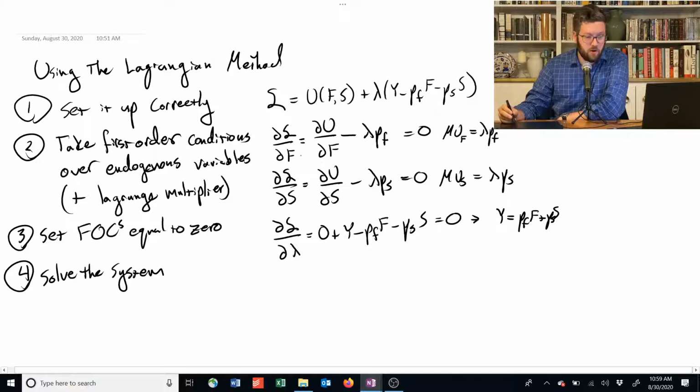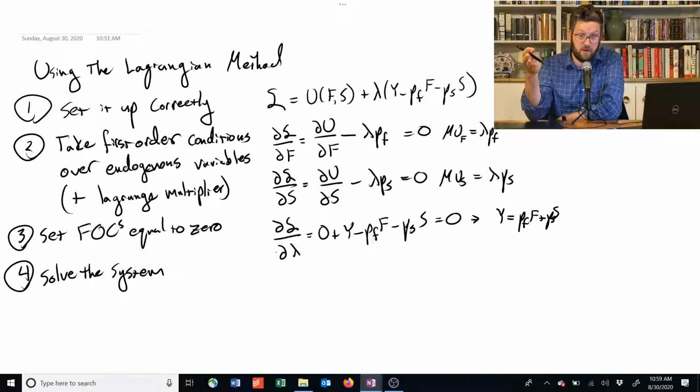Okay, so notice that we have a partial derivative with respect to every choice variable. So in this case, we had two choices, the amount of food and shelter, and so we have two equations there. And then we have a third equation with the Lagrange multiplier. The Lagrange multiplier is also a variable. It's endogenous. We don't know what it is. And so we end up having three equations and three unknowns.